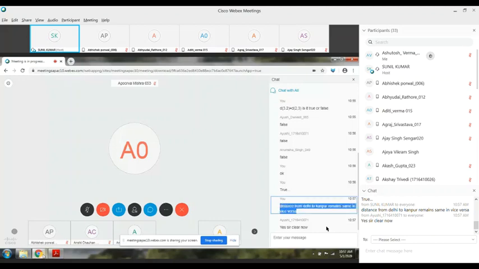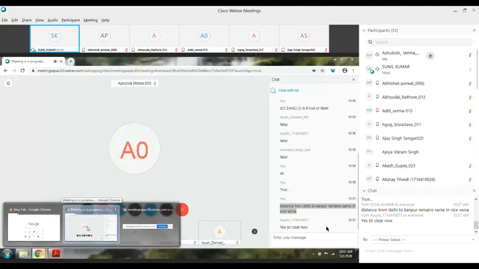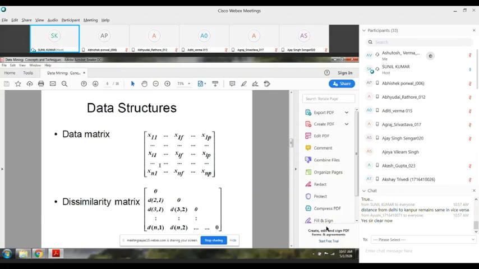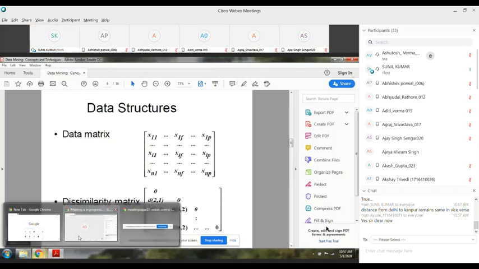Now, why have I asked this question? See, when it is maintained in the matrix, you see here the diagonals are zero. Now it's again a question: why are the diagonals zero?